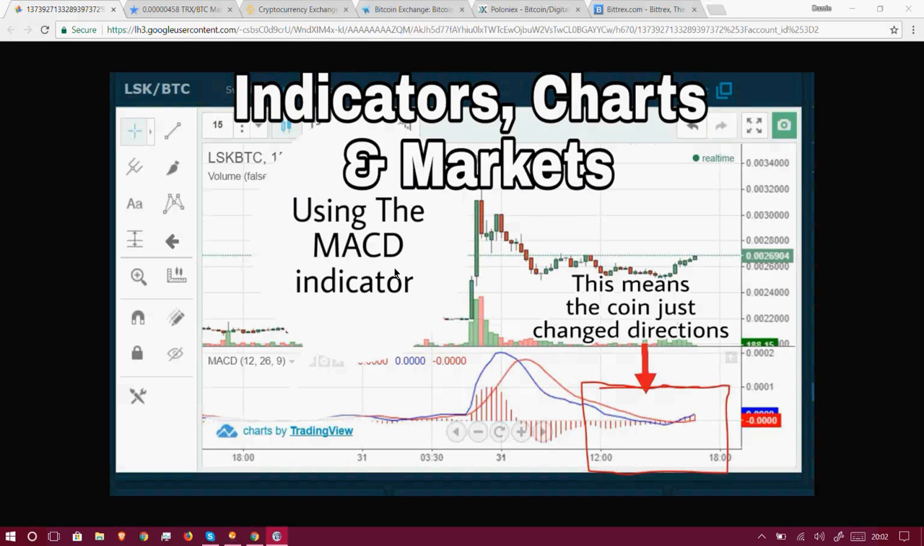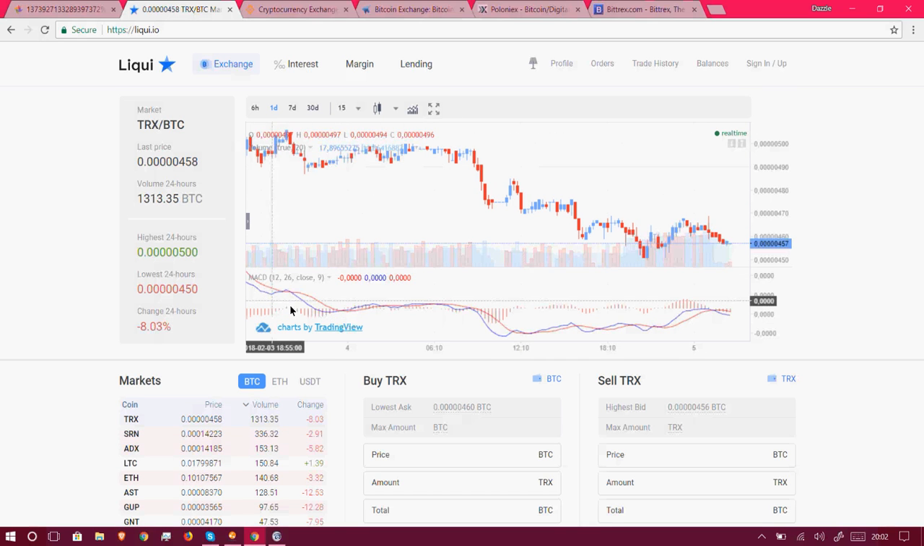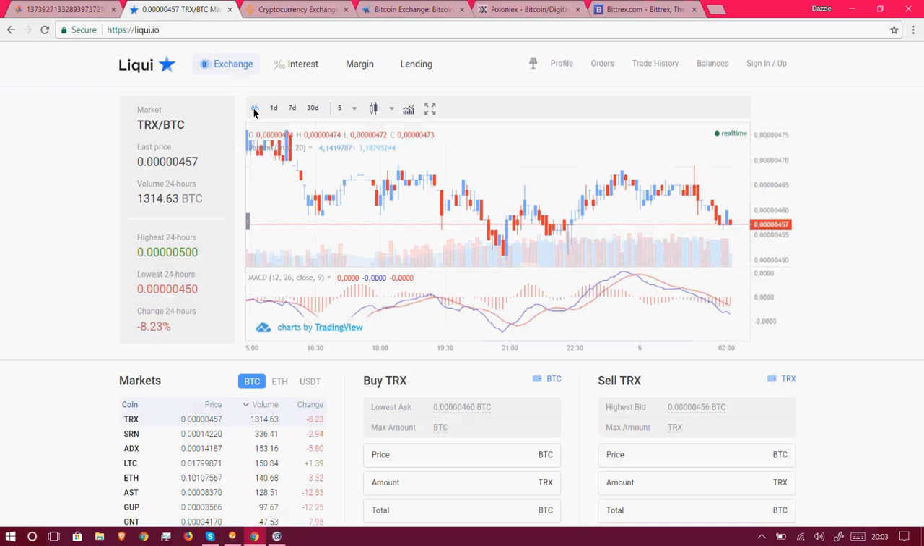So without further ado, the first exchange is LBRY. And LBRY actually is pretty cool because the MACD is already present. You don't have to add it into the charts. With that being said, I would make sure that my chart was on a 5-minute chart. I would check that first because this method ideally works on a 5-minute chart.